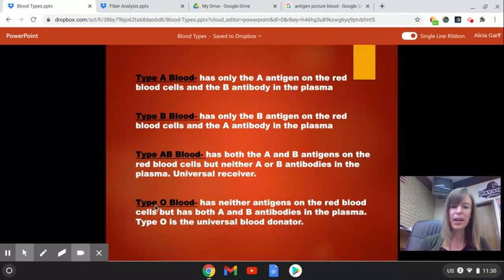The type O blood does not have any antigens, but it has both antibodies. So A and B antibodies. And type O we would call the universal donor, because anybody can have type O blood, but if you are a type O person, you have to have type O blood. You can't have any other kind of blood or else your body will attack it.